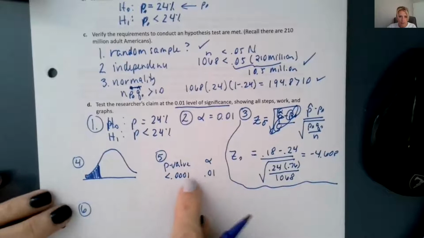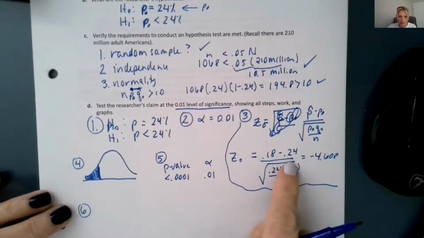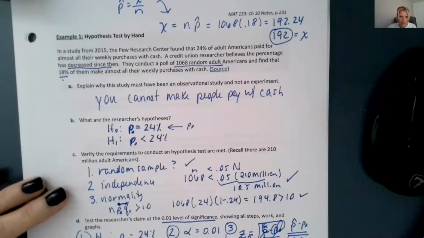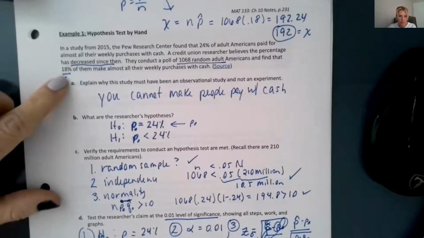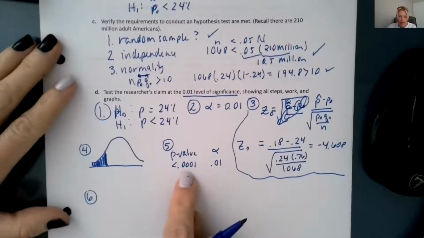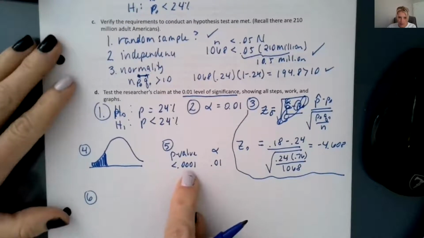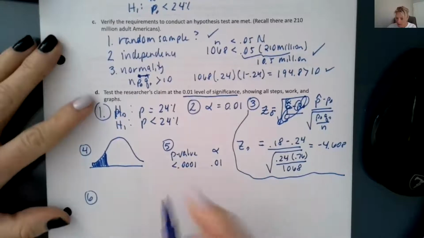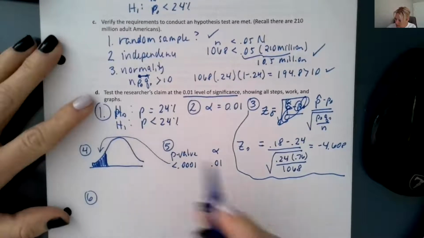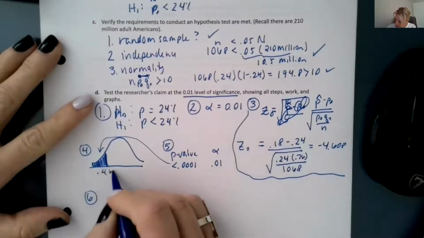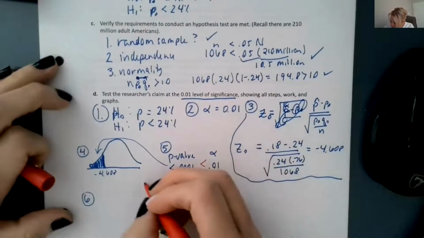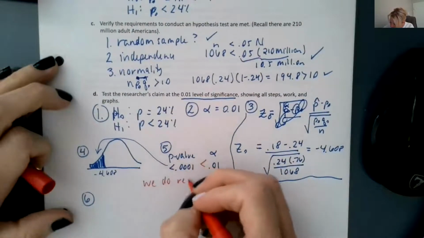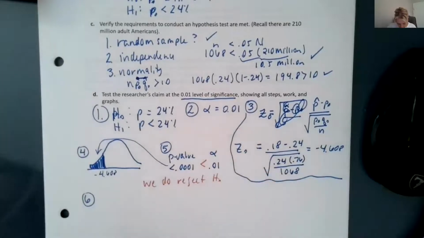But we're using the p-value approach. And so the likelihood of this weird thing happening, right, with adult Americans less than 24%, our sample had, I'm sorry, 18% actually paid with cash. That likelihood is less than 0.0001 or less than 0.01%, because there's our p-value right there. And this is negative 4.608. And we would definitely say that this is less than, so we do reject H0.